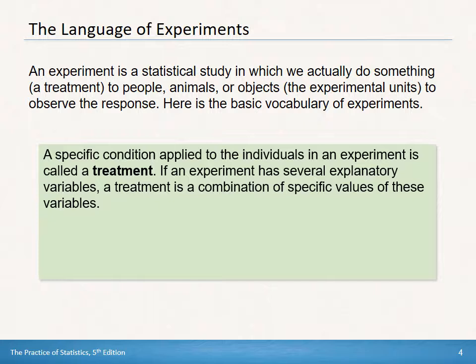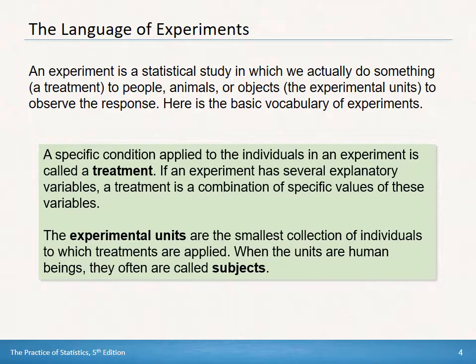Okay, so the first one is a treatment. This is a specific condition applied to an individual in an experiment. So a treatment can be anything. It can be a drug that I'm giving them if it's a drug trial. It can be an amount of exercise they're allowed to do. It can be the type of diet they're allowed to eat. It can be anything that I am imposing on the individual, anything that I am telling them that they have to do. Okay, that's a treatment.